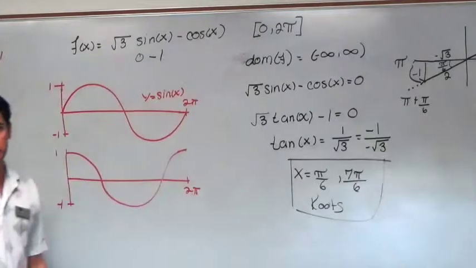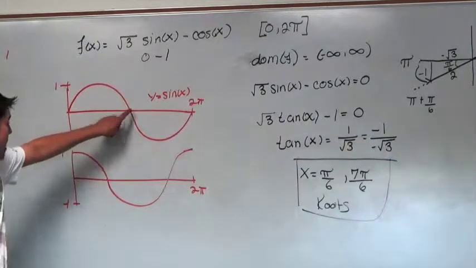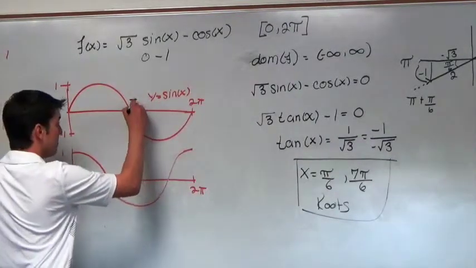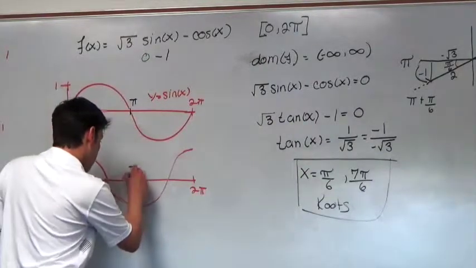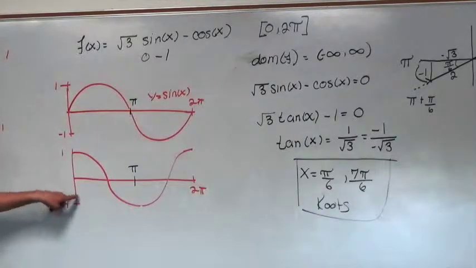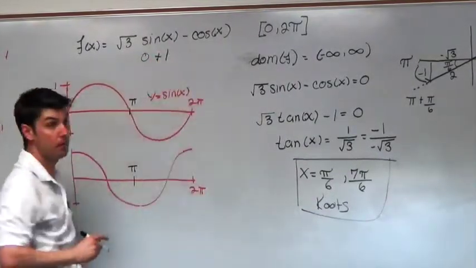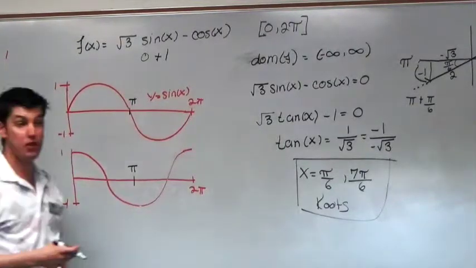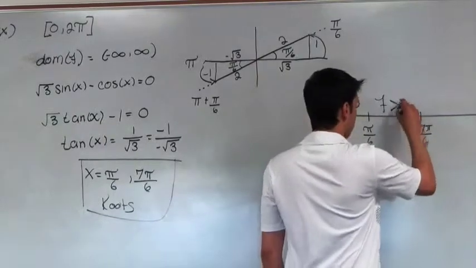Between pi over 6 and 7 pi over 6 lives pi. So let's plug pi in. Sine of pi is 0. Cosine of pi we see to be negative 1. So what we'll get is 0 minus a negative 1, minus a negative becomes positive. So our function is greater than 0.